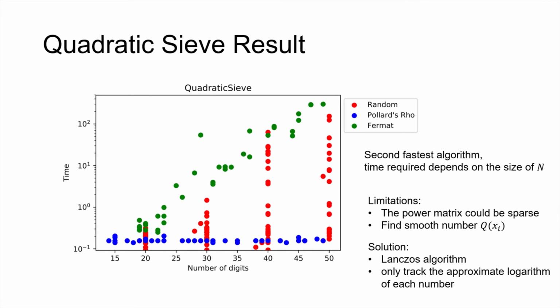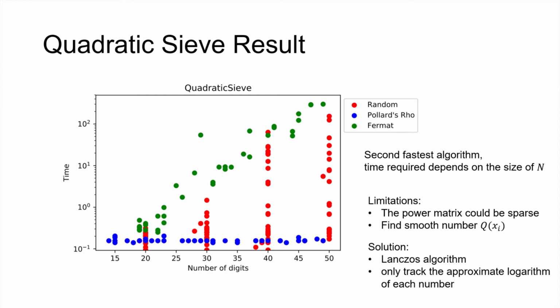In practice, quadratic sieve is the second fastest method in general and the fastest for numbers under 100 digits so far. As shown in the experiment result, it can handle different types of numbers. The required time only relies on the size of the integer to be factored. There are still some improvements.